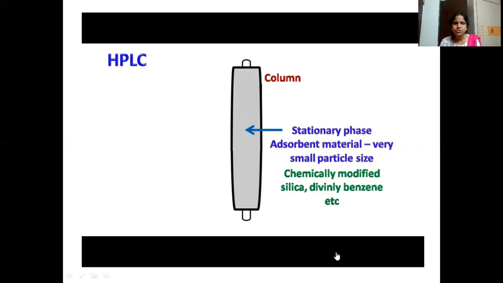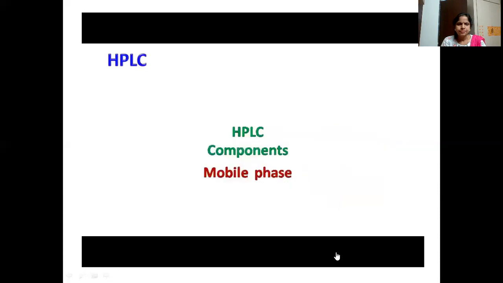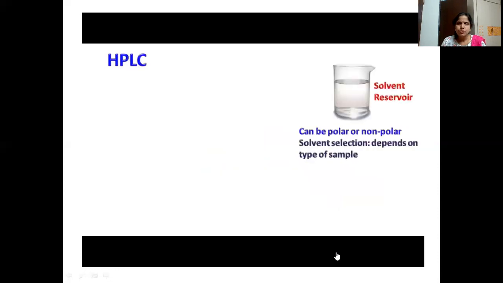Then in the column, the stationary phase is an adsorbent material, which is chemically modified. You can have silica, divinyl benzene, etc. The stationary phase may be polar or non-polar. Depending upon the type of sample you want to separate, you can change the stationary phase. Then the mobile phase can also be polar or non-polar. The selection again depends on the type of the sample.